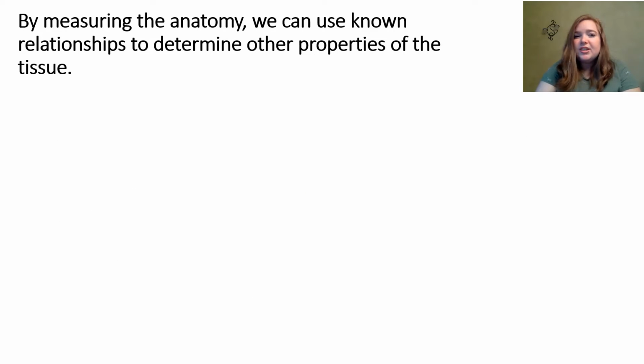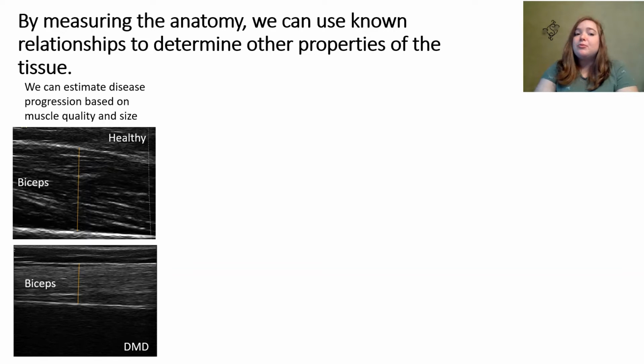Here's an example of an ultrasound image, and we've labeled the structures of interest. By measuring this anatomy, we can use known relationships in biomechanics to determine other properties of the tissue. One example would be to estimate disease progression based on muscle quality and size. These are two images, one of a healthy subject and one of a subject with Duchenne's muscular dystrophy. Duchenne is a muscle wasting disease, so the muscles get smaller and get infiltrated by fat and fibrosis.